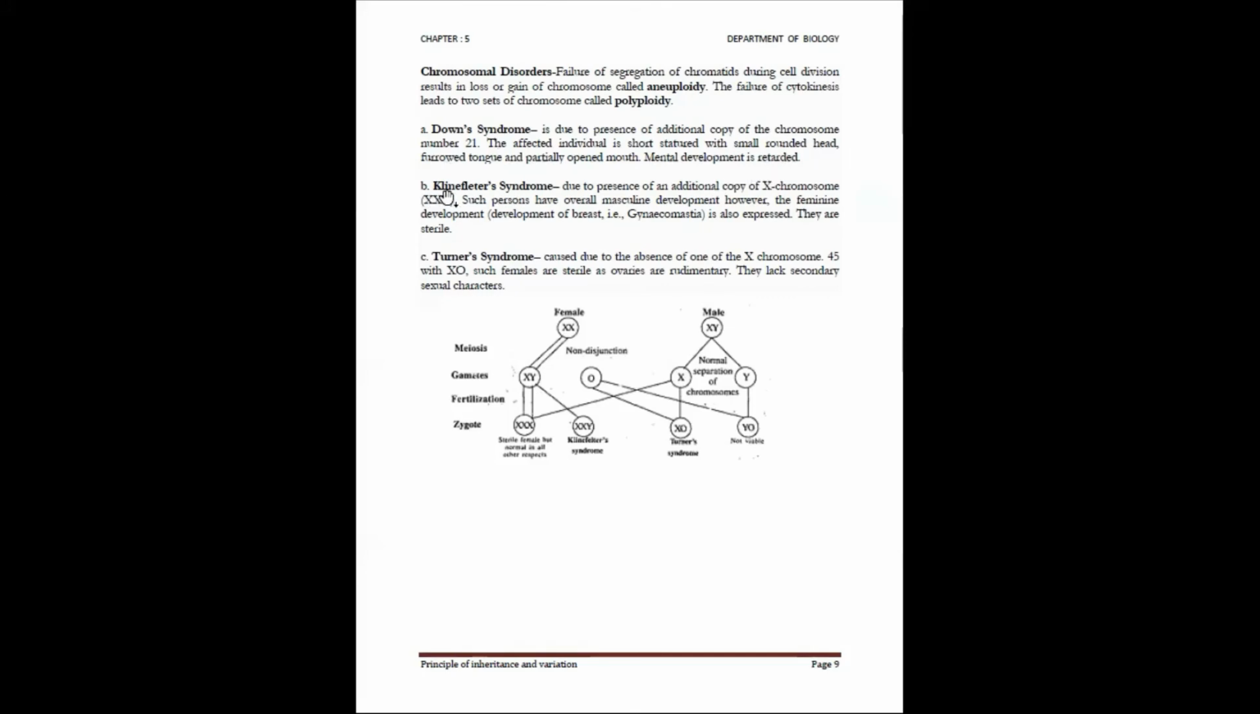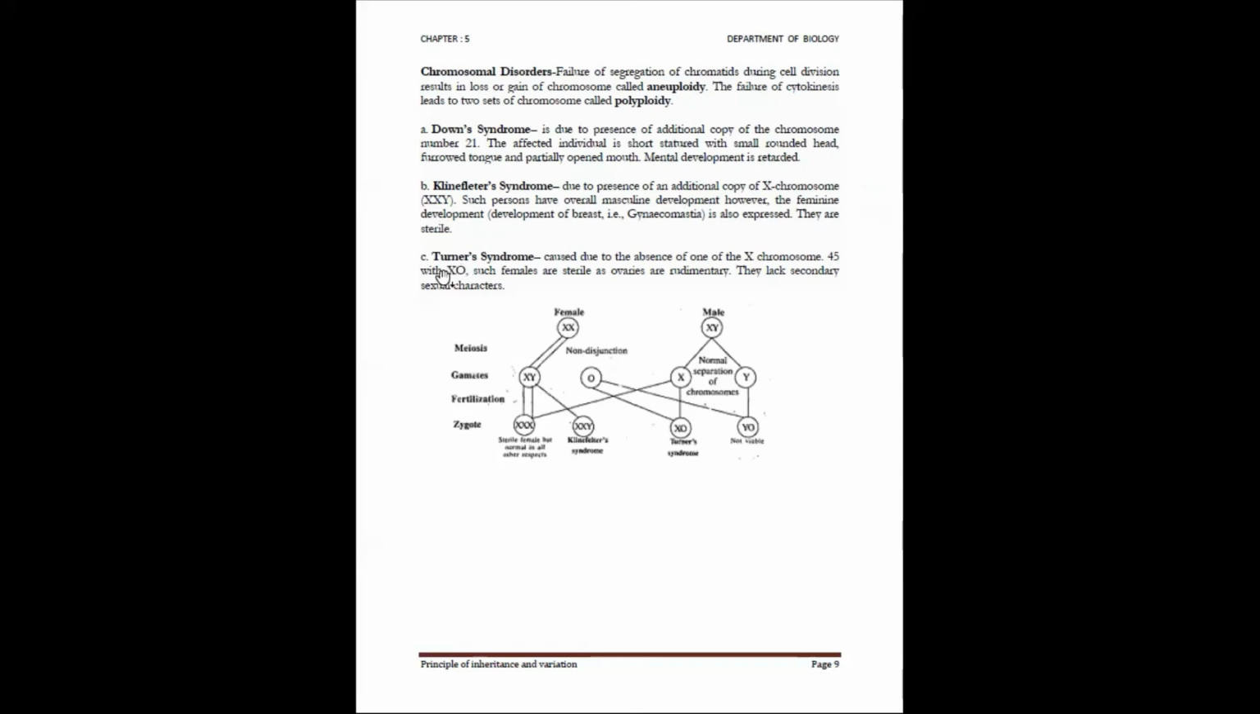Then moving on to Klinefelter syndrome, here due to the presence of an additional copy of X chromosome in the sex chromosomes. Instead of X and Y, or instead of X and X, there's one more X. So here there are 3 sex chromosomes when it comes to Klinefelter's syndrome. And you also have to write the symptoms, that is overall masculine development, feminine development is also there, that is the breast, and they are sterile.